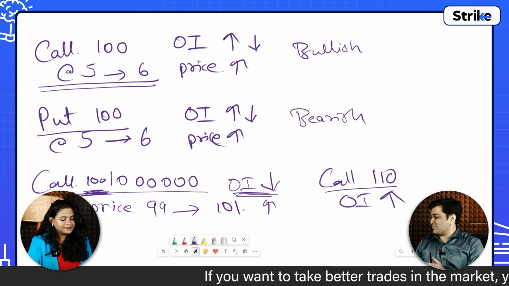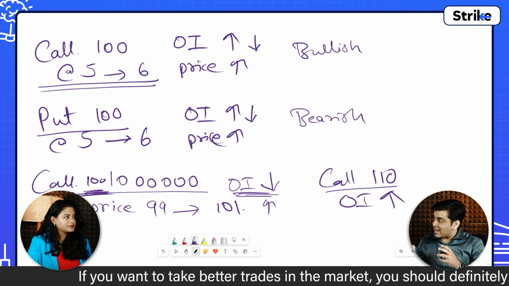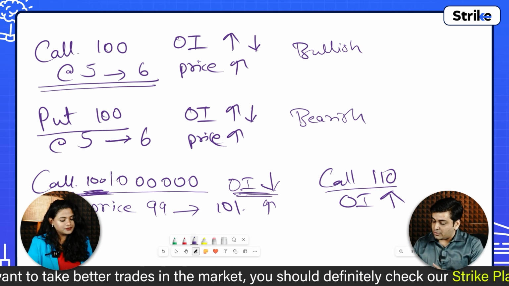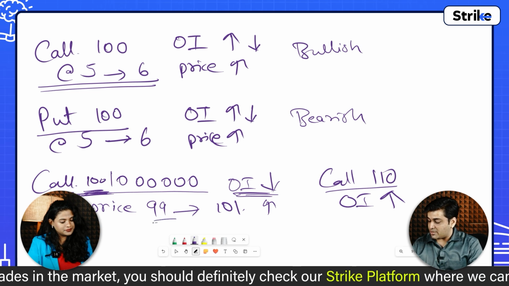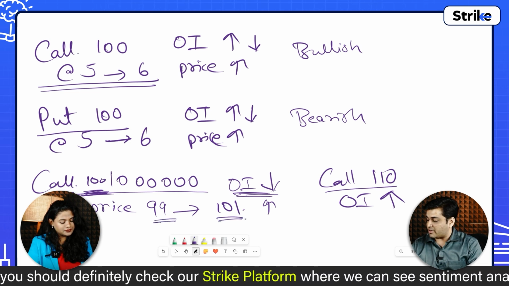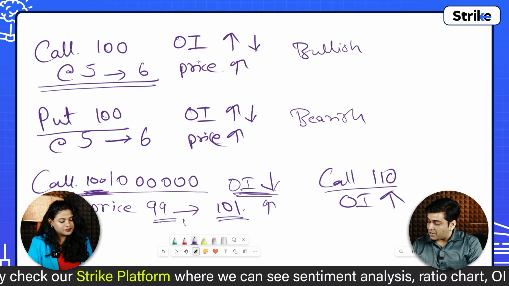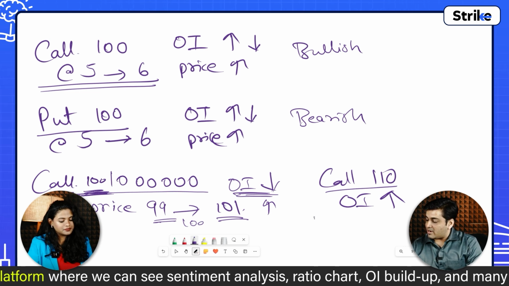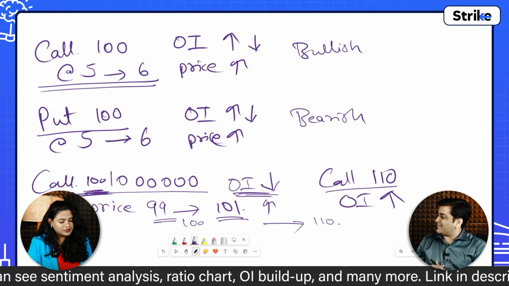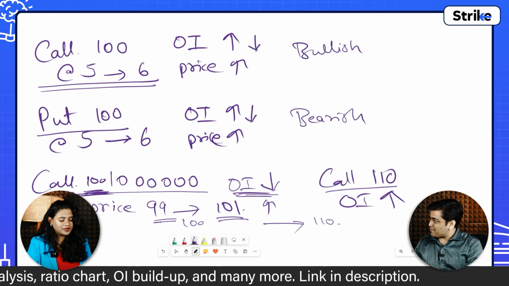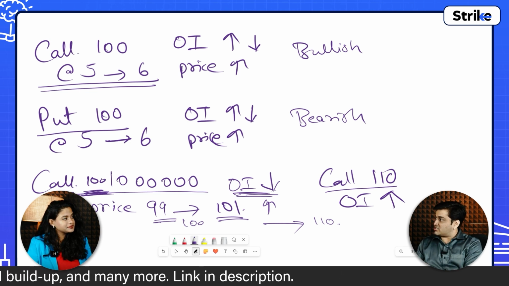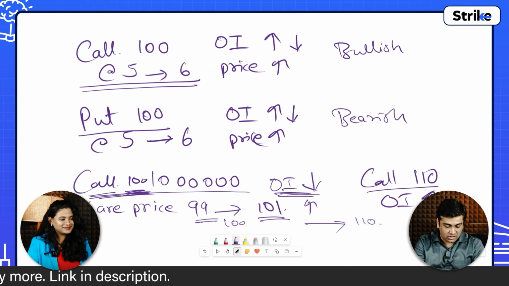All right. So this can give an idea to the traders that if the underlying share price has gone up from 99 to 101, now 100 can act like a support and 110 can act like a target. Correct. Did you understand that? Yeah. All right. So now let me show you this for real on the screen.